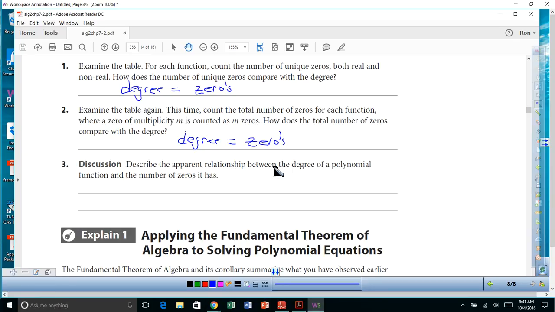Describe the apparent relationship between the degree of a polynomial function and the number of zeros it has. The number of zeros of a polynomial function equals the degree of the function when you include the complex zeros and count the multiplicities of zeros in total. So the relationship is they equal each other.